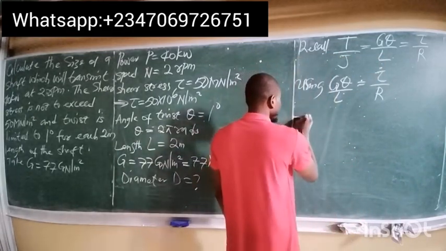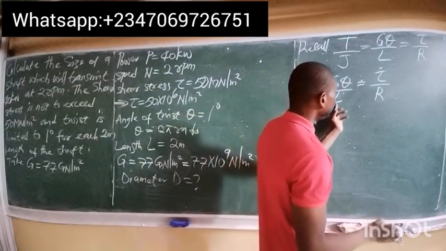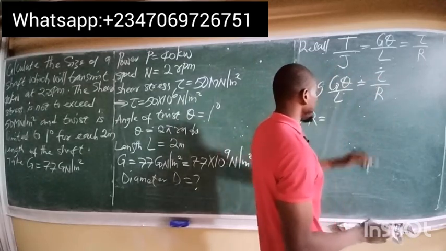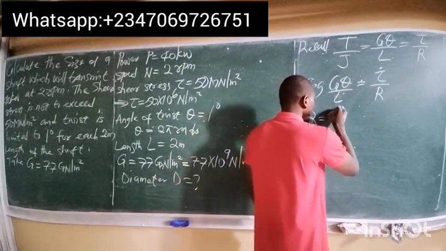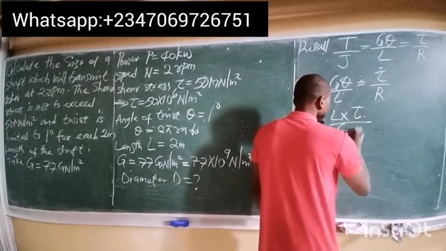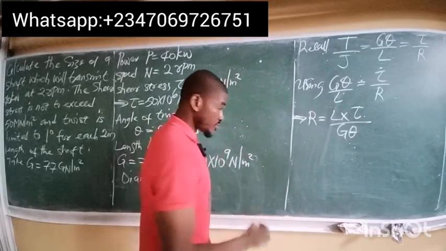If we make r the subject, this simply implies that r becomes, cross multiply, length multiplied by the shear stress, then divide through by G theta. We are simply going to have L times the shear stress all over G theta. So this simply gives us the value for the radius.